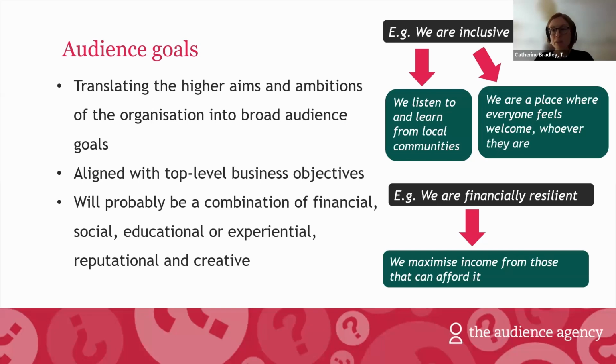So there's a couple of examples of how this might work on the screen. So you might have an overall aim to be inclusive. That might translate into audience goals such as we listen to and learn from local communities, or we're a place where everyone feels welcome, whoever they are. You might have an aim to be financially resilient. That might translate into an audience goal that says we can maximise income from those that can afford it.